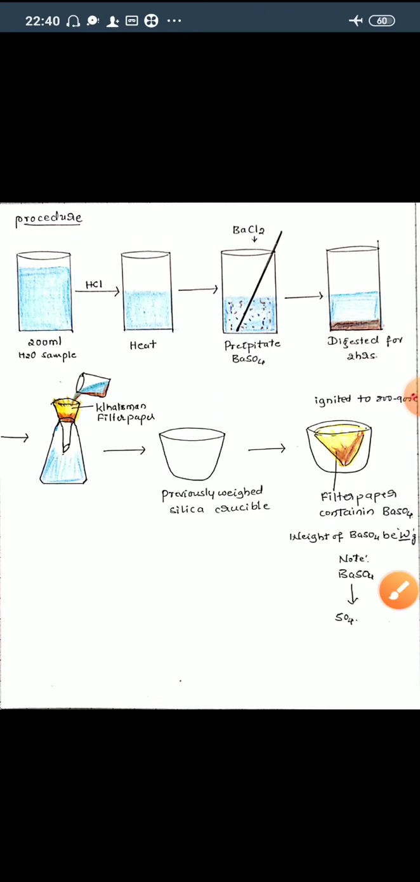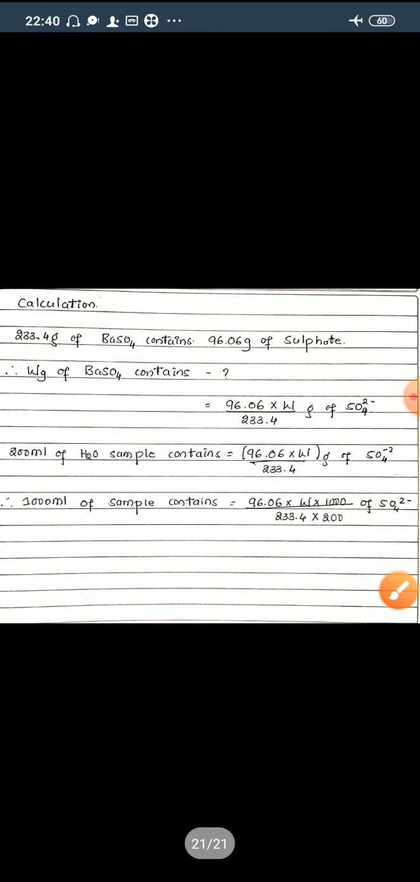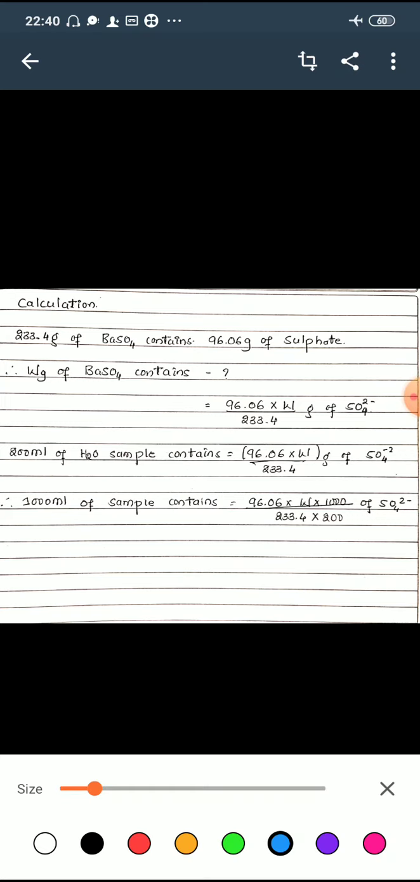Then we must determine: if 233 gram of barium sulfate contains 96.06 gram of the sulfate ion, then what would be the weight of the sulfate ion present in the W gram of barium sulfate. That we need to determine by cross multiplication. That is 96.06 into W divided by the molecular weight of barium sulfate, that is 233.4 gram.